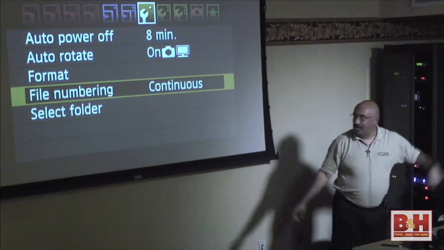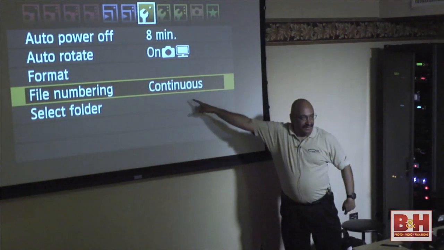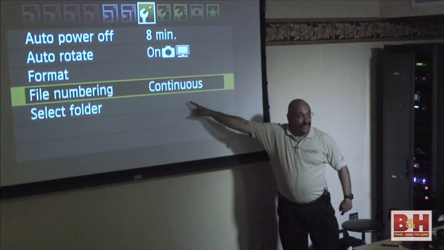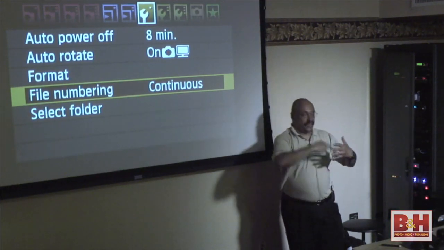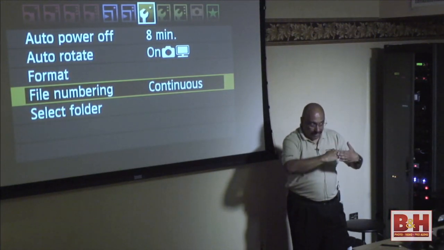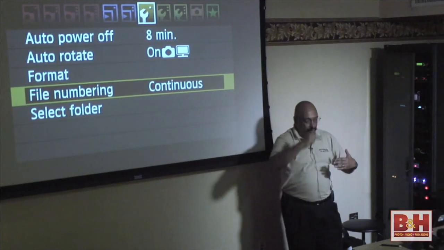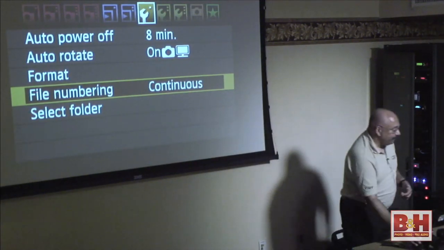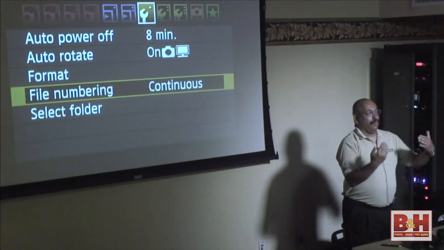So if I set it to manual reset, you can see it doesn't say manual reset. Manual reset is like a spring-loaded setting. It knows you wanted to reset it, and it's going to create a new folder, but it jumps right back then to continuous or auto reset, whatever you were set to. So that's what file numbering is about.